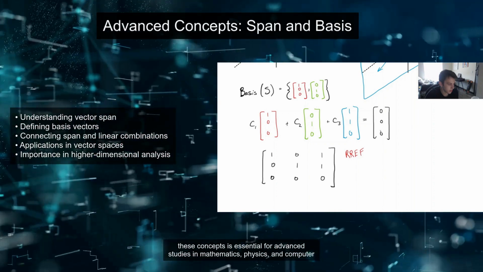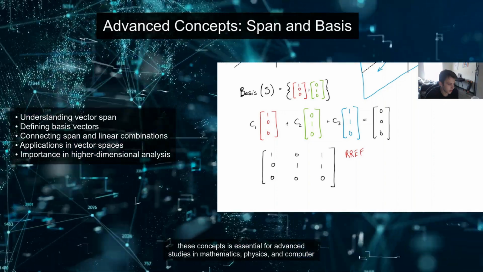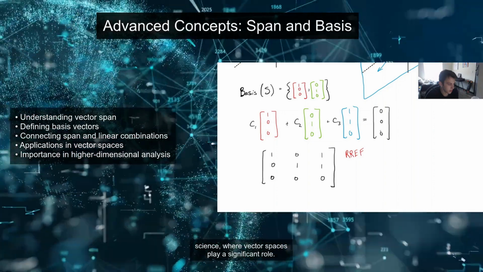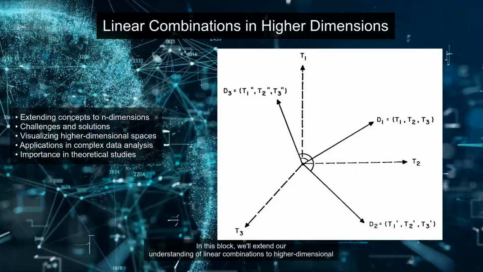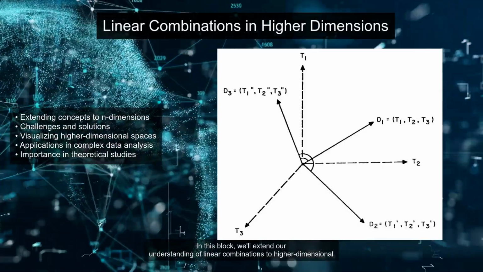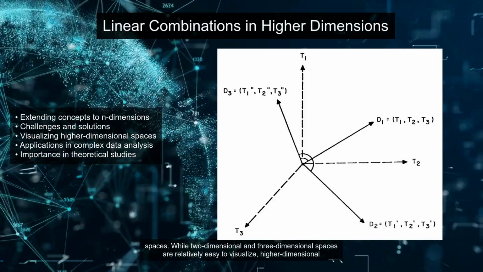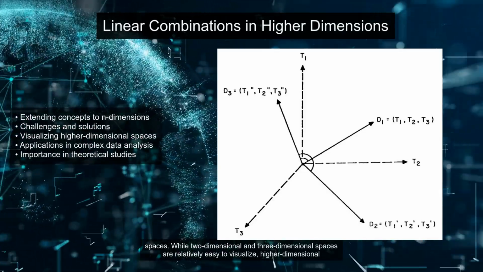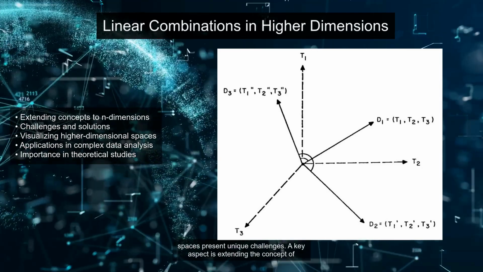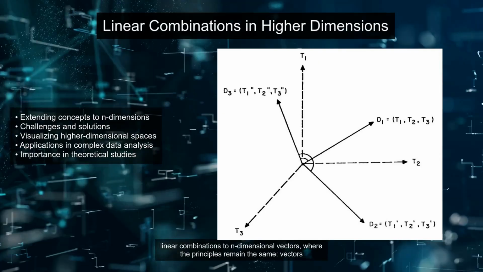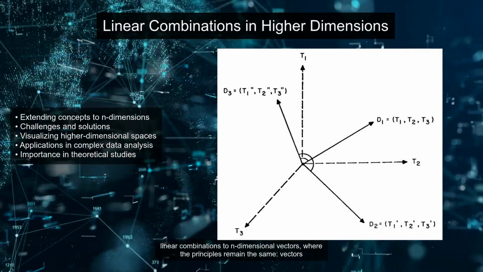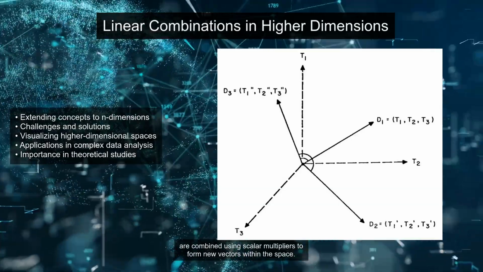Mastery of these concepts is essential for advanced studies in mathematics, physics, and computer science, where vector spaces play a significant role. In this block, we'll extend our understanding of linear combinations to higher dimensional spaces. While two-dimensional and three-dimensional spaces are relatively easy to visualize, higher dimensional spaces present unique challenges. A key aspect is extending the concept of linear combinations to n-dimensional vectors, where the principles remain the same.